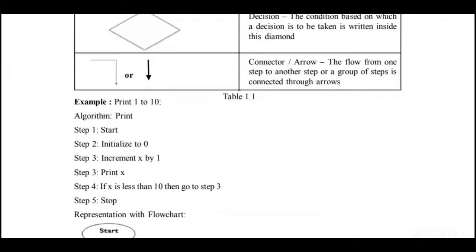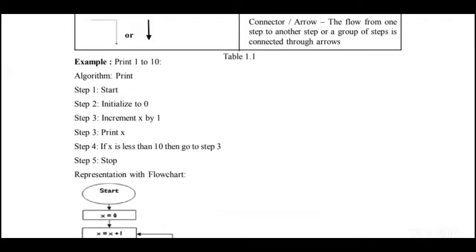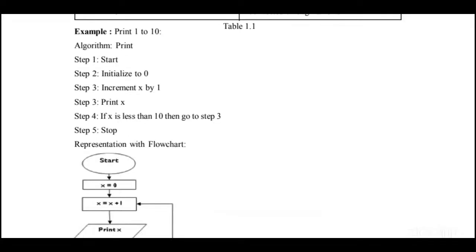The same programs we can write as a flowchart from the algorithm. Example: print 1 to 10. Print step 1. Start and initialize x equal to 0. Increment x by 1 and print x. If x is less than 10, repeat. Stop. This is called the algorithm steps.